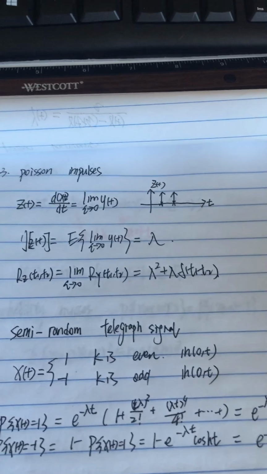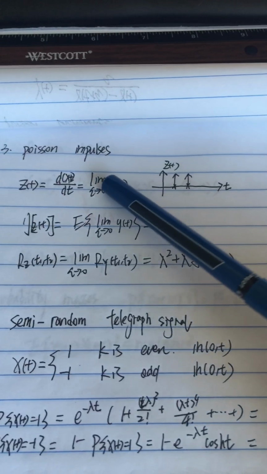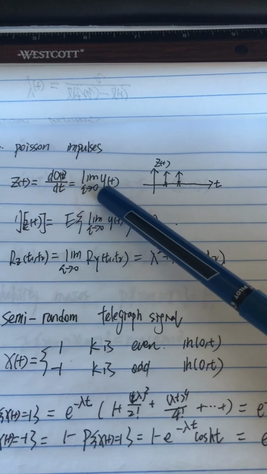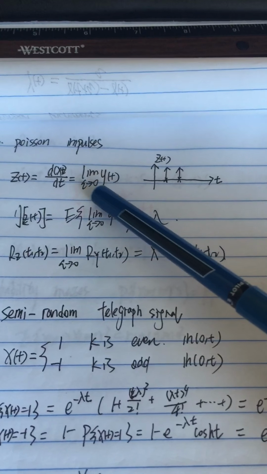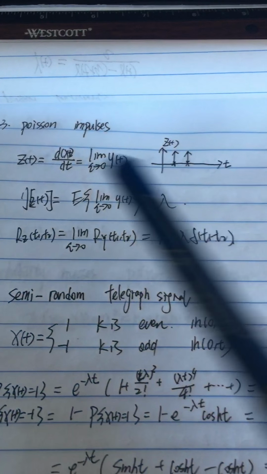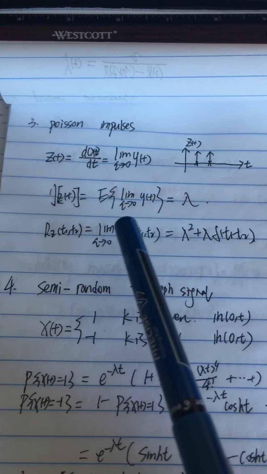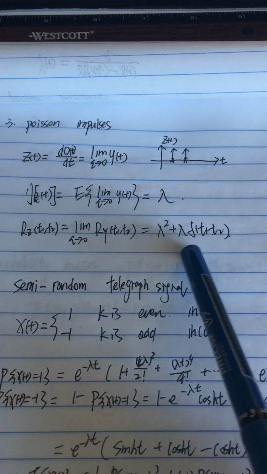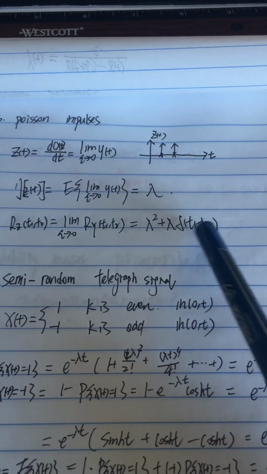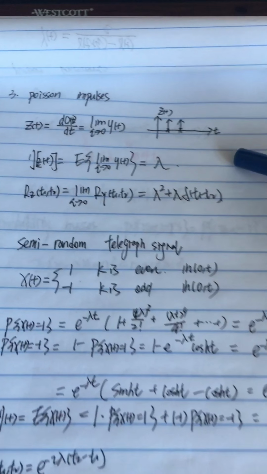The third example is the Poisson impulses. So this is its definition. The Poisson impulse is the differential of X_t, equal to the derivative when sigma goes to 0 of Y_t. The mean of it you can easily get is equal to lambda, and the correlation is equal to lambda square plus lambda delta of t1 minus t2.